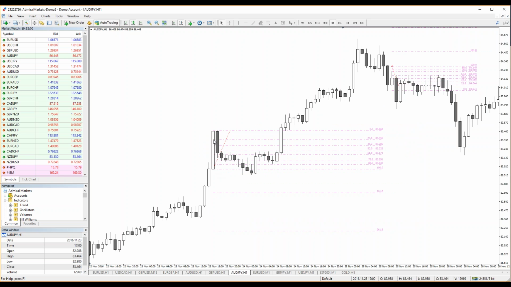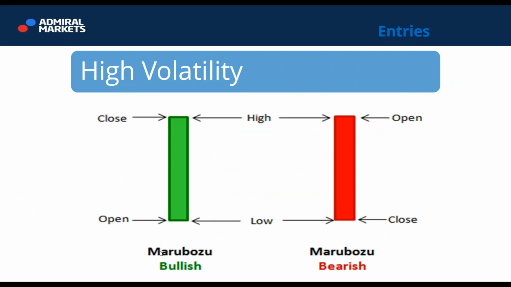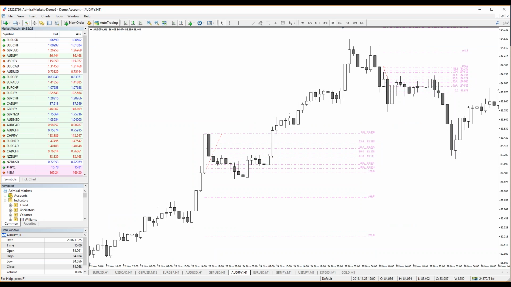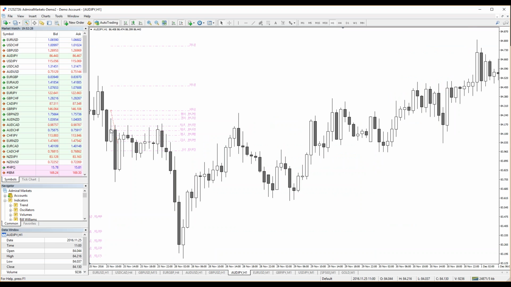So Marubozu candle, what is a Marubozu candle? This is a bullish Marubozu, a bearish Marubozu candle without any wicks. But even if we see some wicks, we can assume that it's a Marubozu candle, because we can have Marubozu on close, Marubozu on open. And here, guys, this is a Marubozu candle. When the price gets to 78.6, 61.8, and 88.6, we buy. Here, guys, you see a Marubozu candle. When the price gets to 61.8, 78.6, 88.6, we sell.